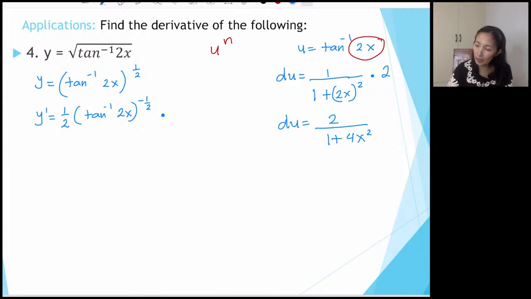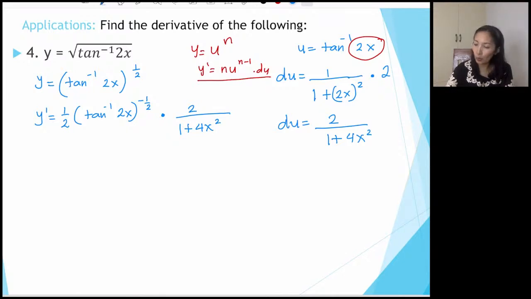Okay, so what shall we write here now? Our du. Okay, so n u to the n minus 1 times du. Because if the function takes the form y equal to u to the n, y prime equals n u to the n minus 1 times du. That's our power rule. So times du, which is 2 all over 1 plus 4x squared.